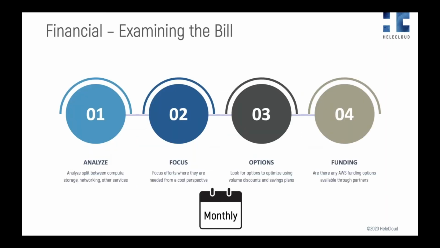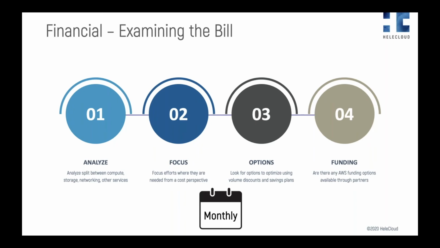Part of the analysis of your bill is to ensure that you're using the most cost-effective purchase options for your workloads. For instance, reserved and spot instances and savings plans, as Roger's mentioned. And on a regular basis, you should also check to see if there are any AWS incentives available to you through partners. So these typically fall into 3 categories: proof of concept, modernization, and migration.